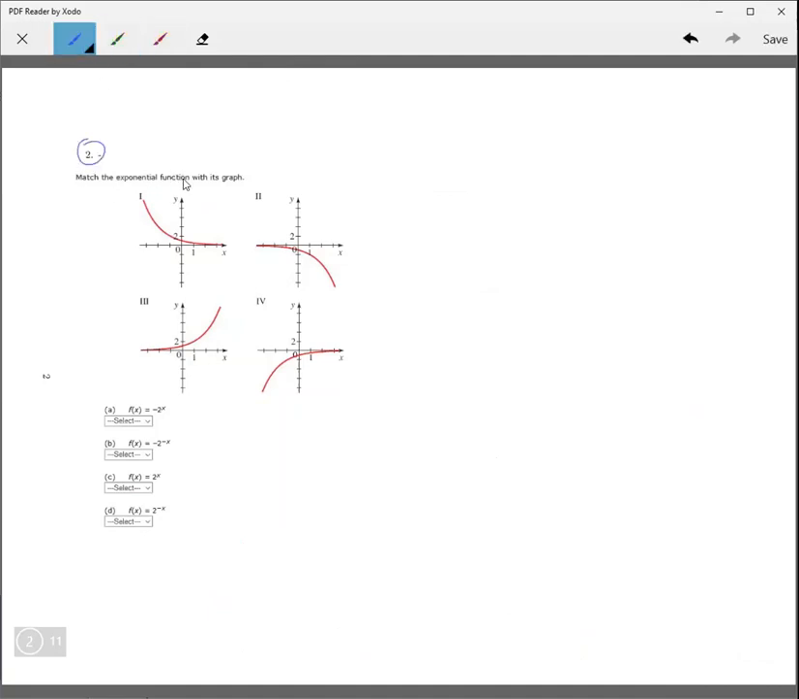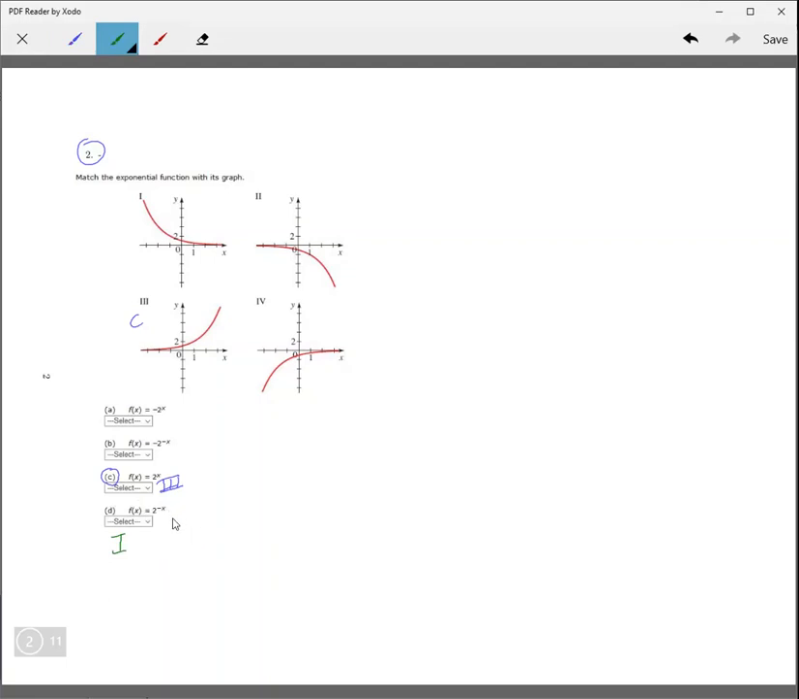Number 2, match the exponential function with its graph. This one was where you have f of x equals a to the x, where a is a positive number, where a is greater than 1. So that's going to be this one, graph 3 right here. Then this is that one where a is less than 1. If you look at this one right here, this one's going to be graph 1. I'll explain why.